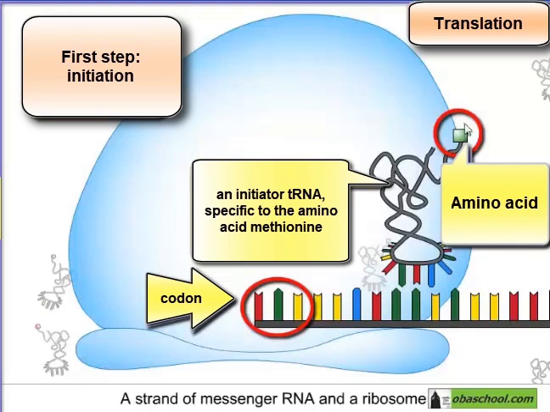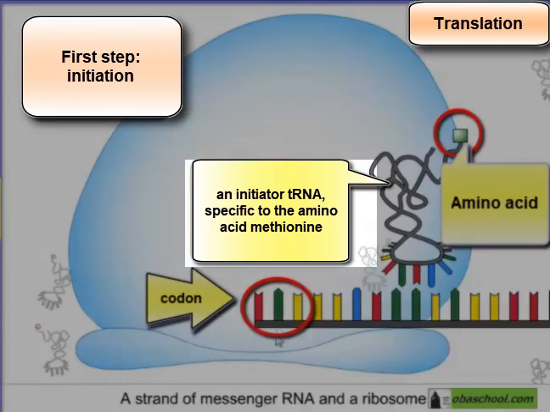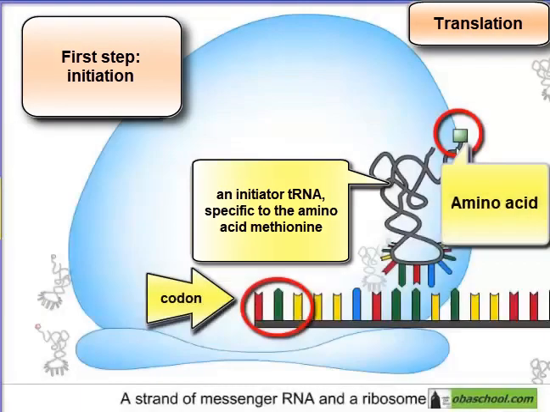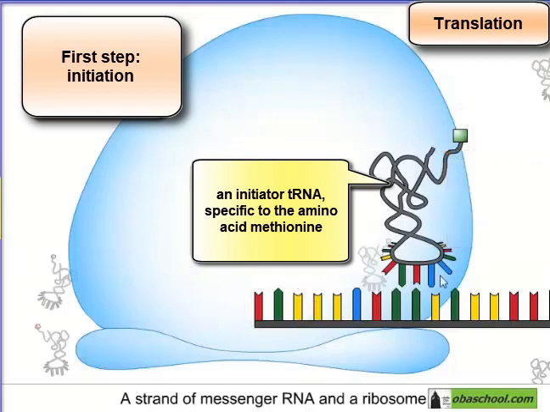So, the first codon in every mRNA codes for an amino acid called methionine, and this is what we call the initiator. So the tRNA that carries methionine is called the initiator tRNA, and it is what starts translation. It starts translating the mRNA, and this is the step that we call initiation, the first step of translation. The codon for methionine is AUG, adenine, uracil, and guanine.